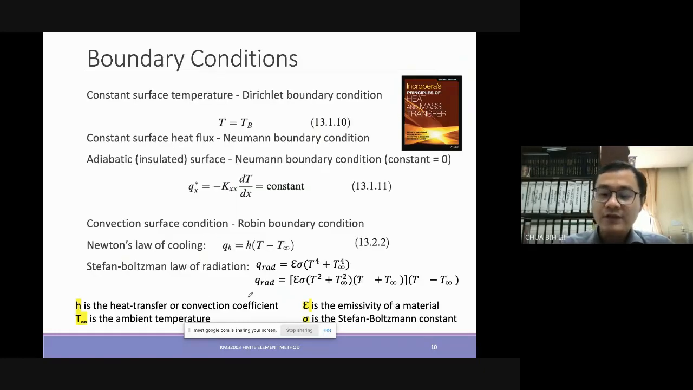Okay, so next, we have derived the heat conduction equations, therefore we come to a stage where we would want to add in the boundary conditions, okay? So generally there are several boundary conditions that you may have to consider. The first one would be the constant surface temperature, or we call it the Dirichlet boundary condition.